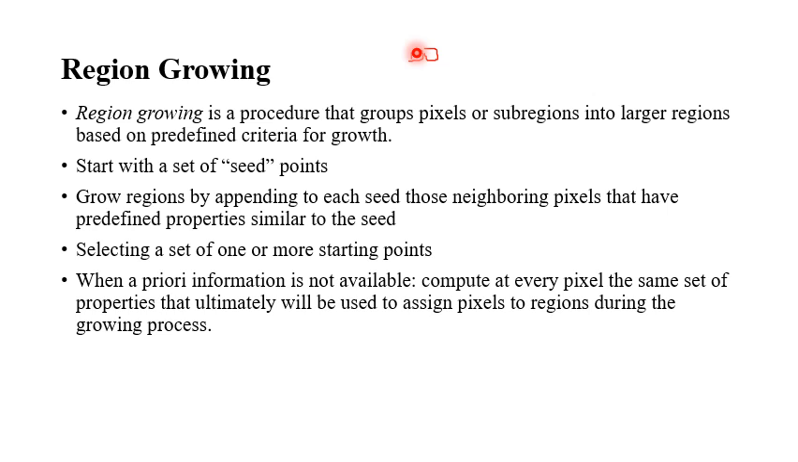Selecting one or more starting points depends on the nature of the problem, as to what kind of segment I am trying to club together. Usually, a priori information may be available. If the a priori information is not available, then the procedure is to compute the same set of properties at every pixel. Ultimately, we are going to use them to assign pixels to regions during the growing process.